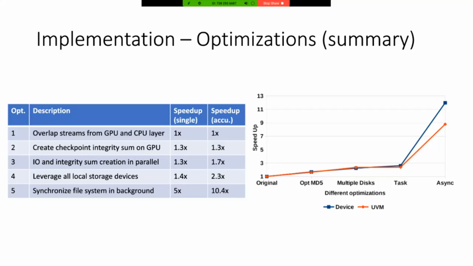First, the baseline is basically the overlap of GPU, CPU, and CPU storage layer. Then the creation of the checkpoint integrity sum on the GPU brings a speedup of 1.3. The next one is concurrently performing 1 and 2, a speedup of 1.3, so basically the same. And then we leverage 2 local NVMe devices. We can write up to those then really in parallel. This gives a 1.4 speedup. And when we synchronize the file system in the background, actually that is what brings the most benefit.